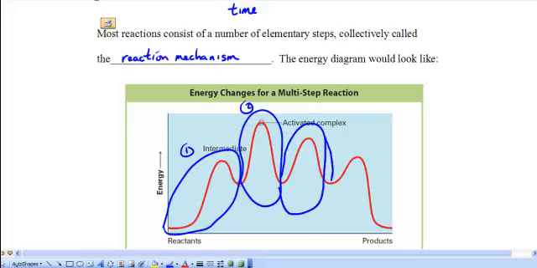Actually, we should draw that down to there. Okay, that would be step number 3, and then we have step number 4, which would take us from here all the way to the end. So that would be a 4-step process, so it looks something like that.